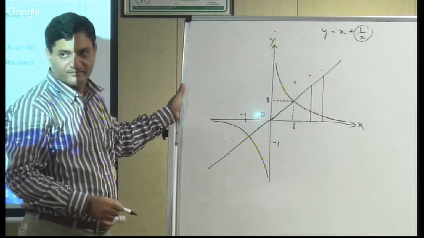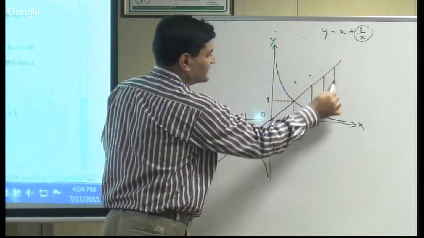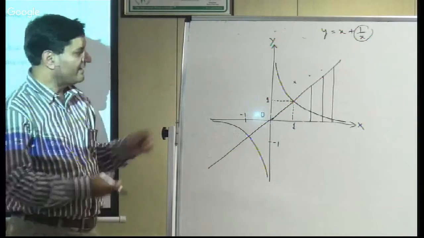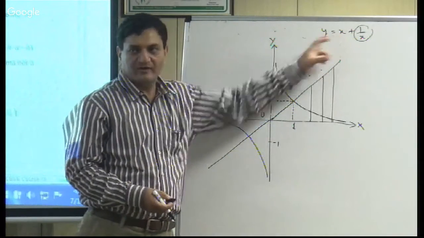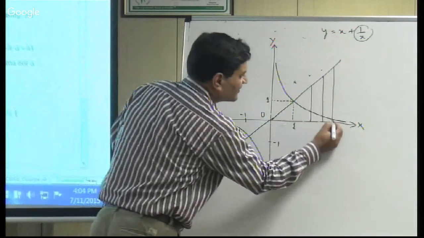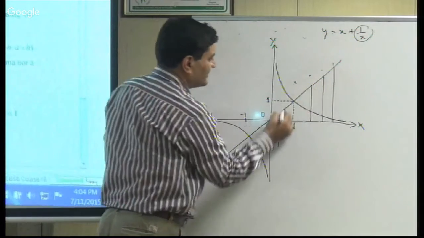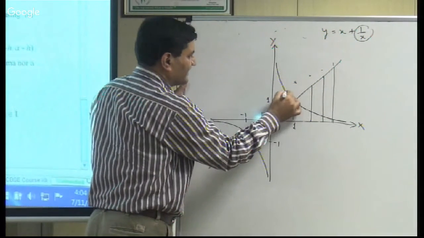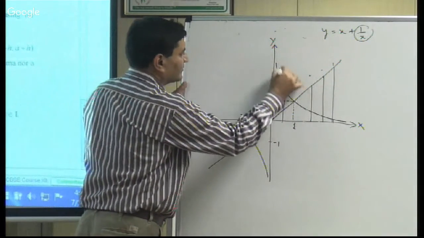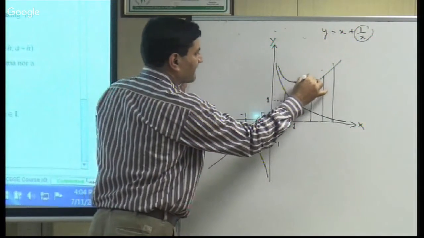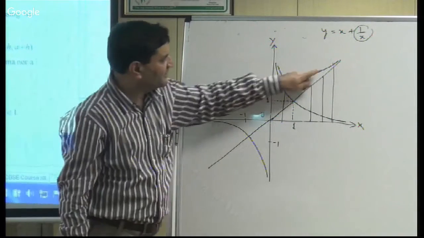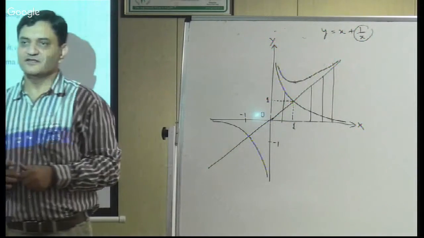You're getting my point? If you find the sum of this and this, because this is y equal to x, this is y for x, and this part is y for 1 by x. So when you add up, this particular part will be added here, right? And similarly on this side, if you consider this, I will add this. So the shape will be somewhat like this. This particular shape will be the graph of y equal to x plus 1 by x.